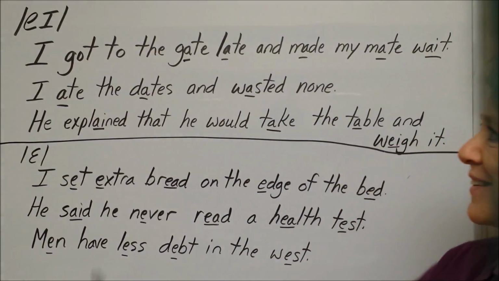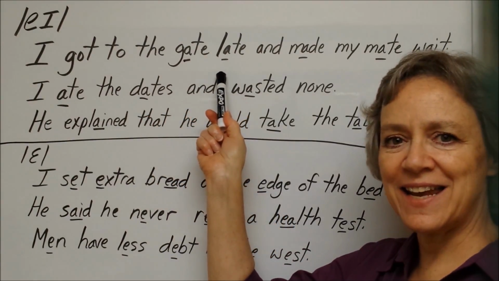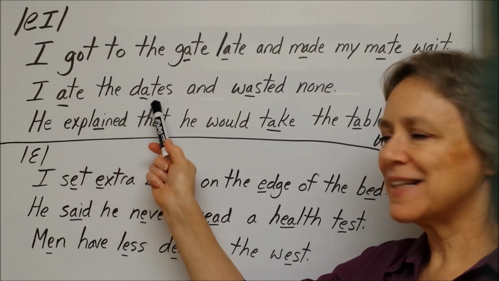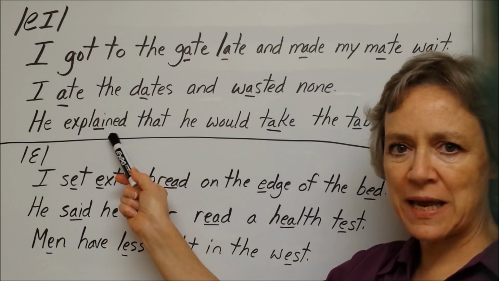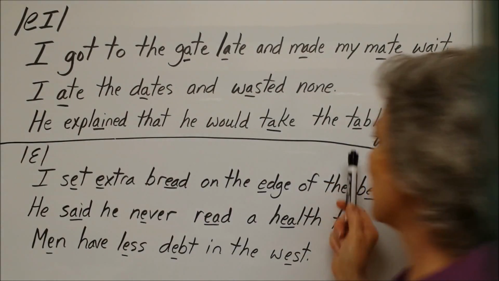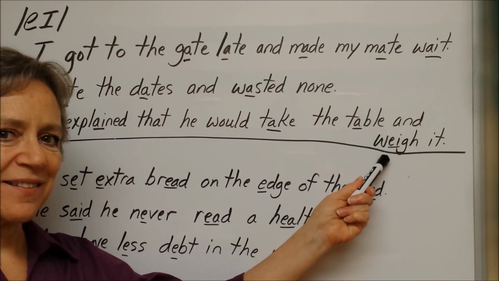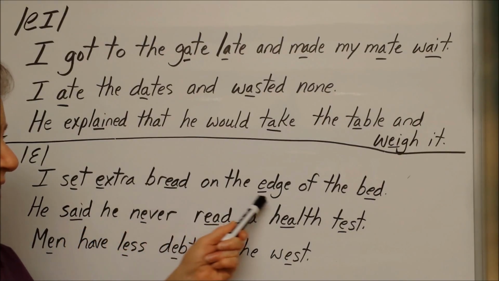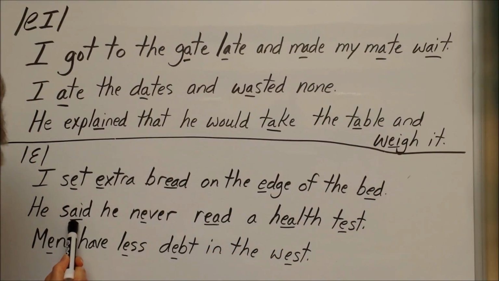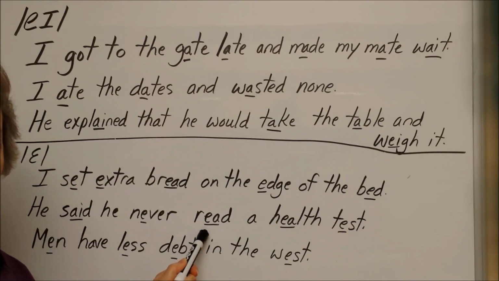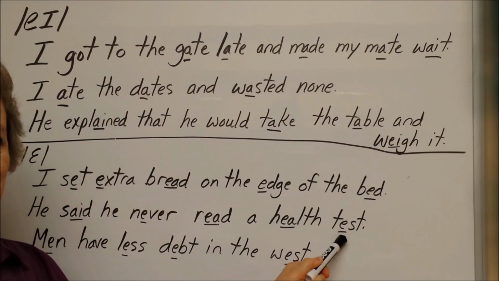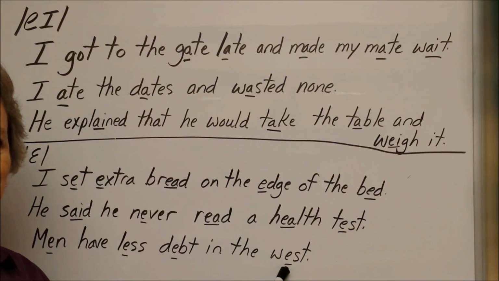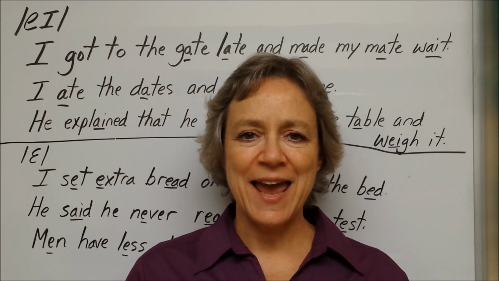Let's practice these sounds. Gate, late, made, mate, wait. Ate, dates, wasted, explained, take, table, way. Let's do these. Set, extra, bread, edge, bed, said, never, read, health, test, men, less, debt, west. Well, that's a little bit of information about the vowel sounds A and E.